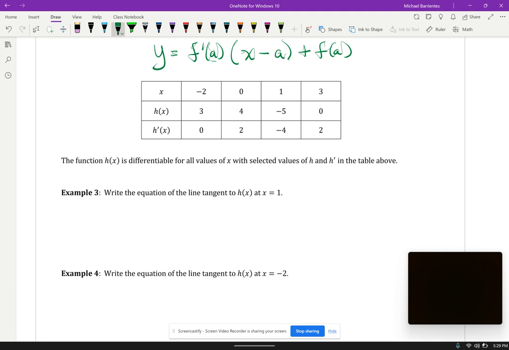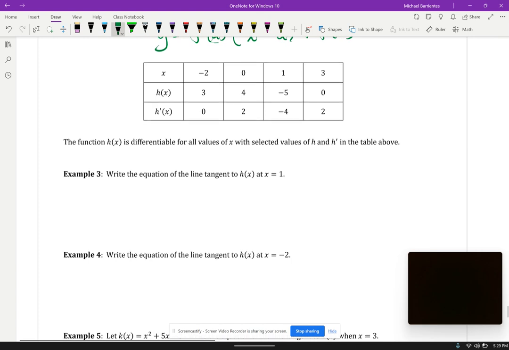All right, let's look at this table. No equation given, just a bunch of numbers. Function h of x is differentiable. We can find the derivative for all values of x. The slope of the tangent line exists for all values of x, with selected values of h and h prime in the table above. Can you write the equation of the line tangent to h of x at x equals 1? Great.